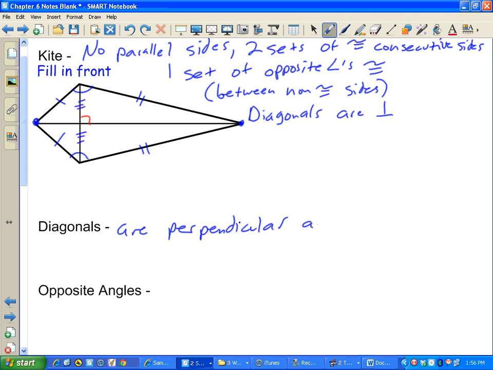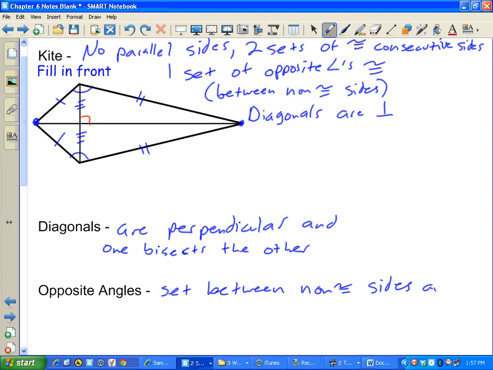Okay, our diagonals are perpendicular and one bisects the other. And it is the one that runs from the non-congruent angles. Opposite angles, so again I said the set between non-congruent sides are congruent.